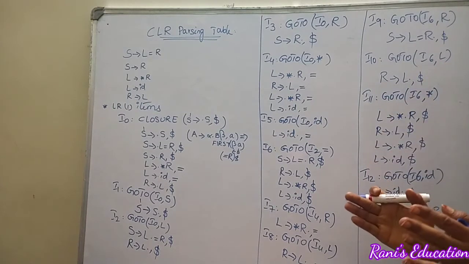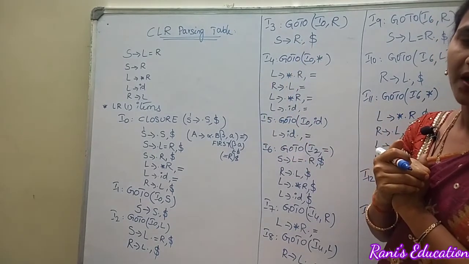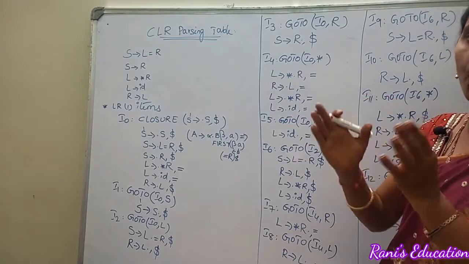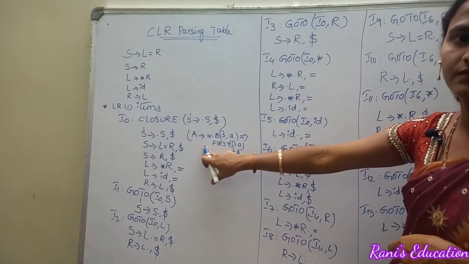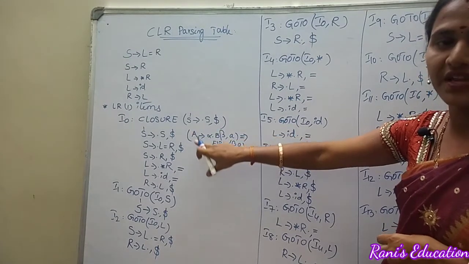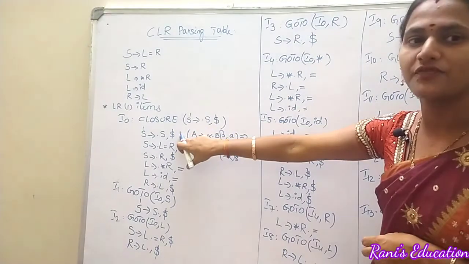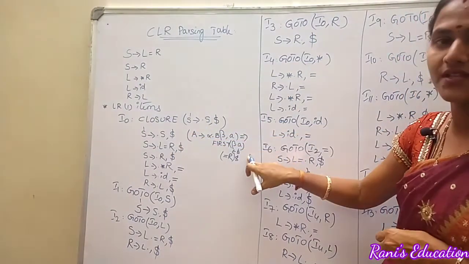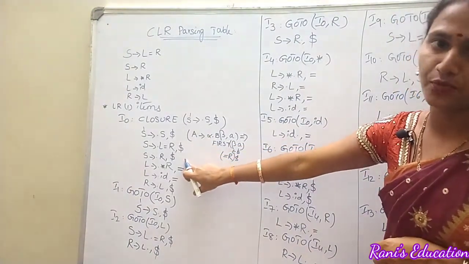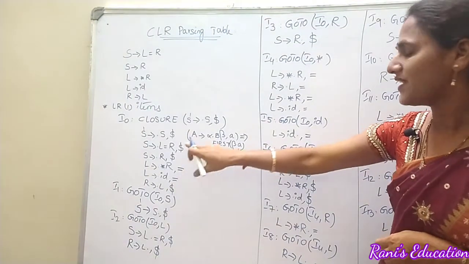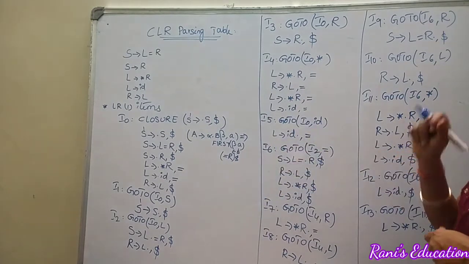In CLR parsing table, we are mainly focusing on look aheads. For the computation of look aheads, we are going to use one rule. Okay, so with respect to which production we have written the production. So the reference production, for the reference production you are going to apply this rule, then we can easily get the look aheads for the rest of the productions. Right? Now we'll see how to construct CLR parsing table for these items.